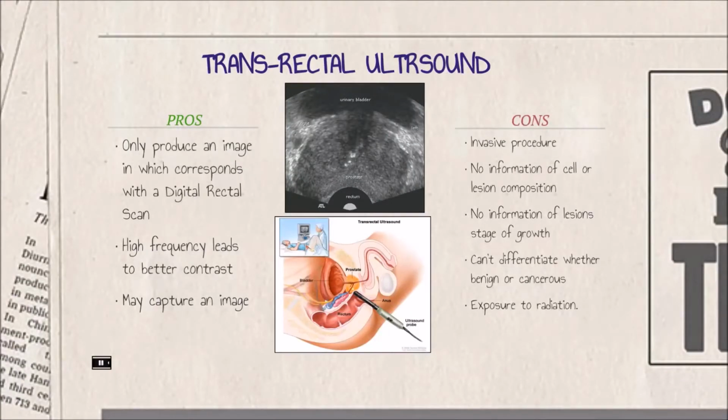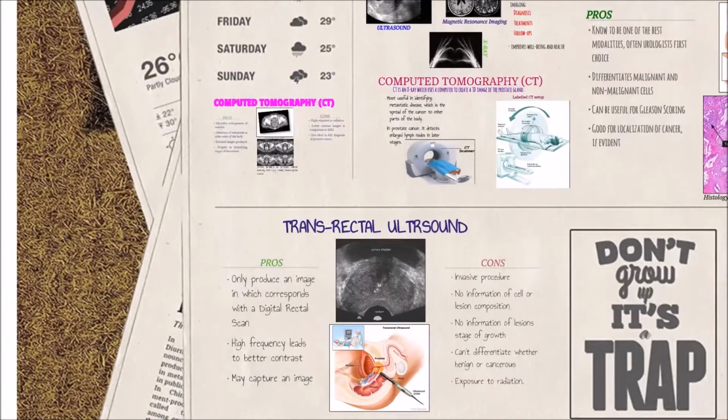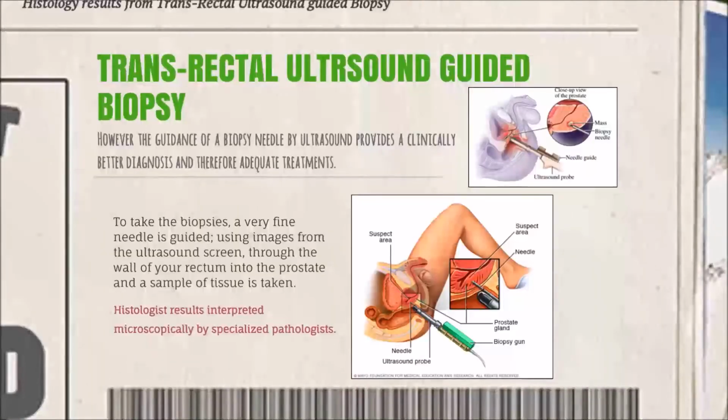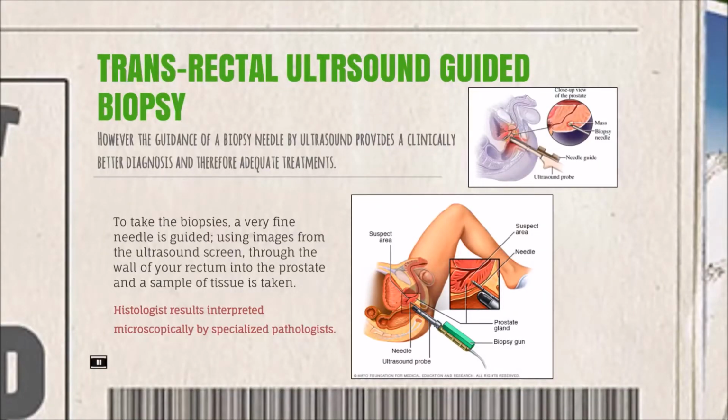However, transrectal ultrasounds on their own correspond to a digital rectal scan's accuracy, and both complement one another. So, if a doctor felt a lump or an enlargement, then the ultrasound would show this, however provide no information in regards to its composition or stage if it were to be cancerous. This is because some palpable cancers are not visible and some visible cancers aren't palpable. However, the guidance of a biopsy needle by ultrasound provides a clinically better diagnosis and therefore adequate treatment.